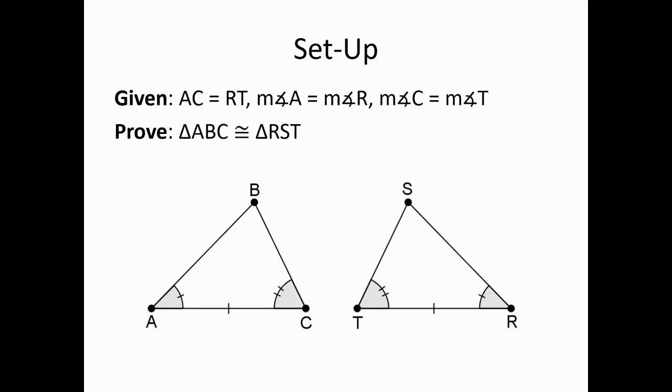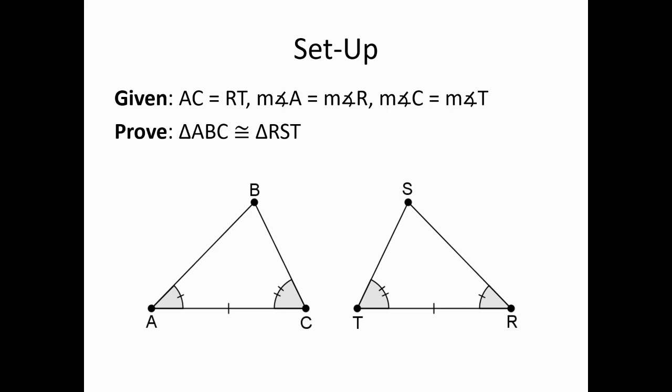Sorry about that. So we've got a given, of course, right? The given tells us that we have two pairs of equal angles and a pair of included equal sides. So AC equals RT, that's the included equal sides. And likewise, the measure of angle A is equal to the measure of angle R. The measure of angle C is equal to the measure of angle T. And we wish to prove that the triangles are congruent.